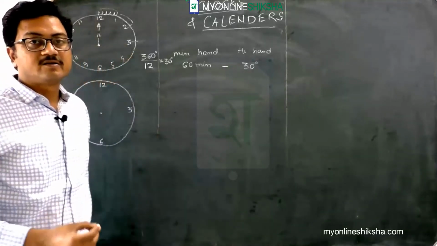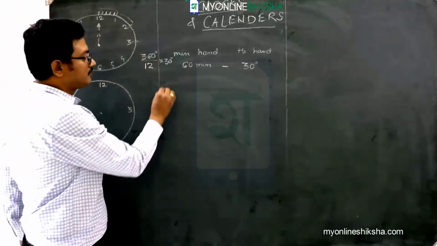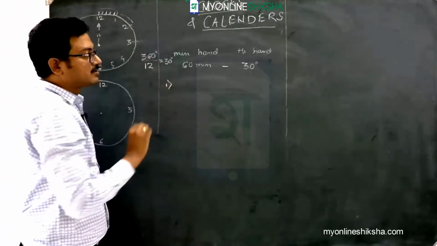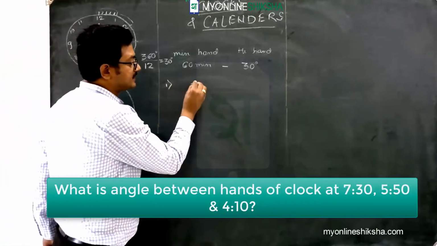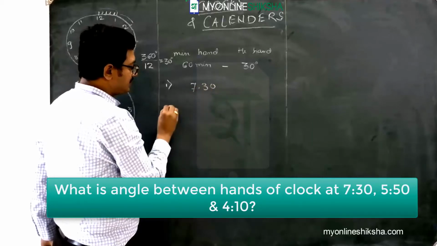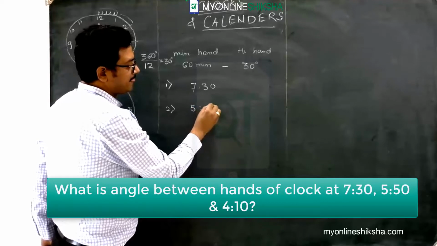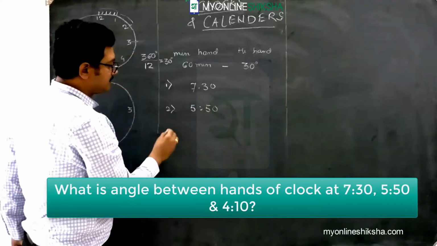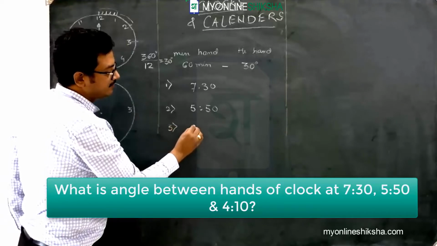Now let us understand what type of questions might be asked to you in this case. Suppose the first pattern of question that may be asked on clocks is, what is the angle between the hands of the clock at, let us say, 7:30, or maybe let us say 5:50, or maybe you are asked the angle between the hands of the clock at 4:10.